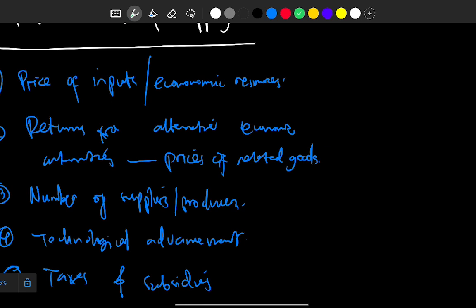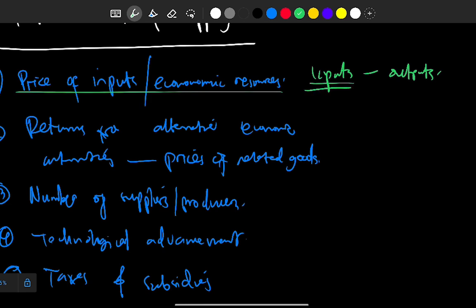We are starting with the prices of inputs, or the prices of economic resources. In terms of production of goods and services, the production process is one that takes inputs and converts them to outputs. So these inputs are economic resources, or the factors of production. And then our outputs are the goods and services that are going to be supplied to the market. So when we talk about prices of inputs, we are talking about the price of the factors of production: labor, capital, land, entrepreneurship.